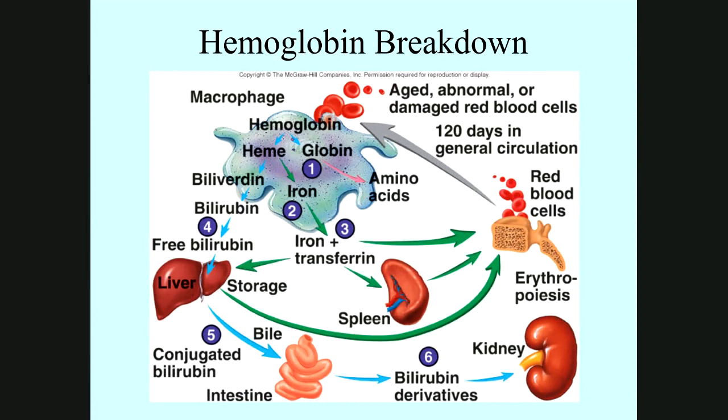This is just another slide summarizing the recycling of the red cells. Red cells are produced by the bone marrow. 120 days in general circulation, that's the lifespan. The aged and abnormal or damaged red cells can be engulfed by the macrophages, either in the liver, spleen, or kidney. Once in the macrophage, they are going to be digested, giving amino acids that can be recycled, of course, to produce more protein for the red blood cells.